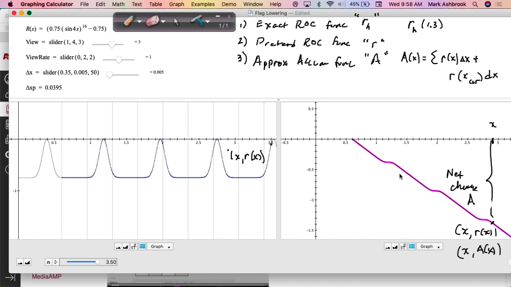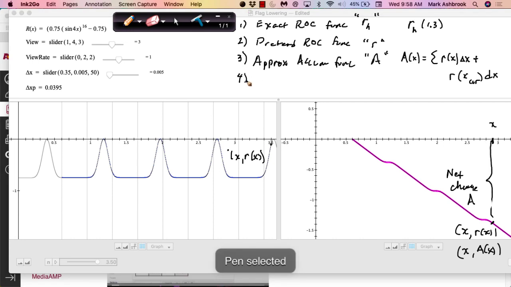And so we call that number 4, the exact accumulation function. And so we'll go back to putting a subscript. When you have a subscript, it's exact. When you don't have the subscript, it's non-exact. So this is A sub h.